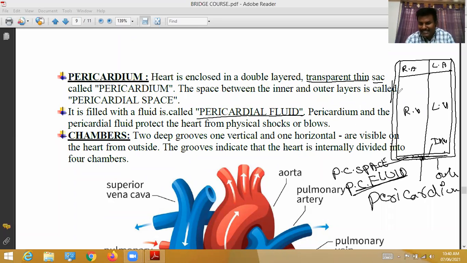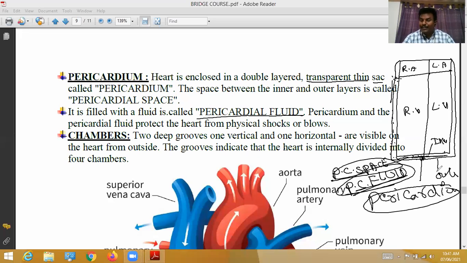The pericardium and the pericardial fluid protect the heart from physical shocks or blows. These two membranes, outer membrane and inner membrane, are called pericardium. In between the two membranes there is a space, the pericardial space, filled with pericardial fluid. So this pericardial fluid protects the heart from physical shocks or blows.